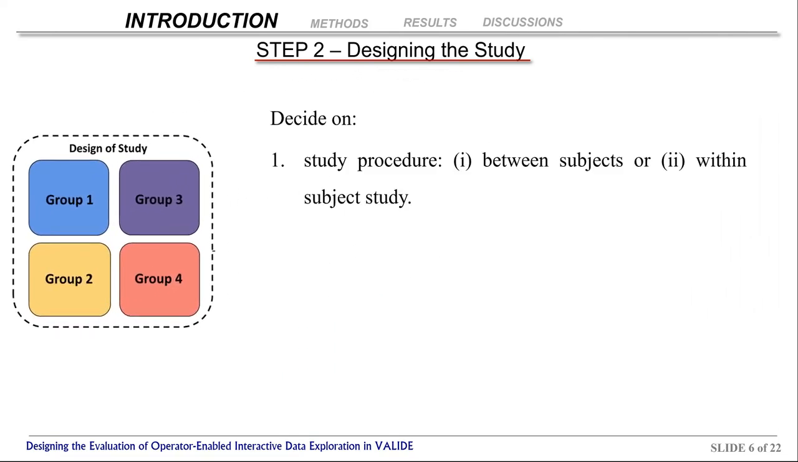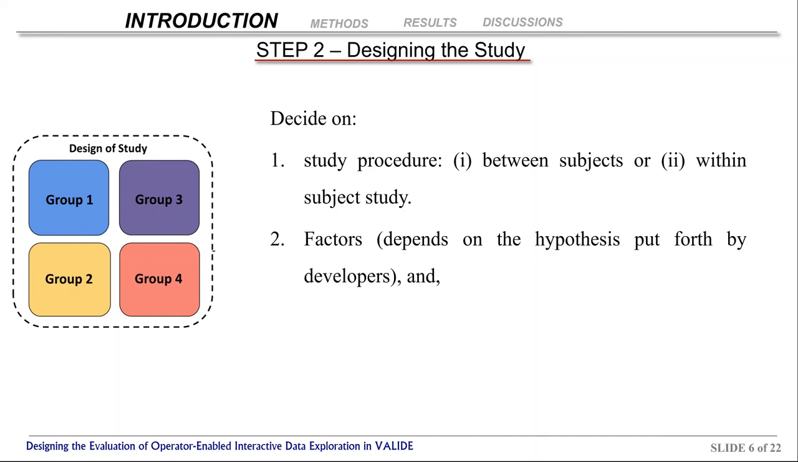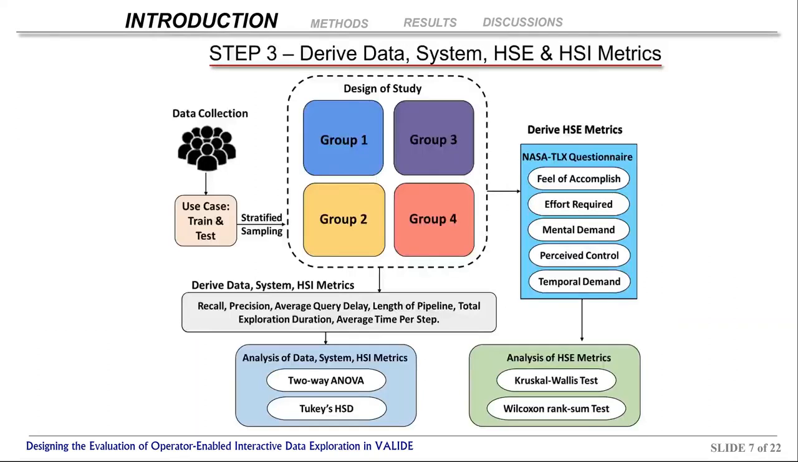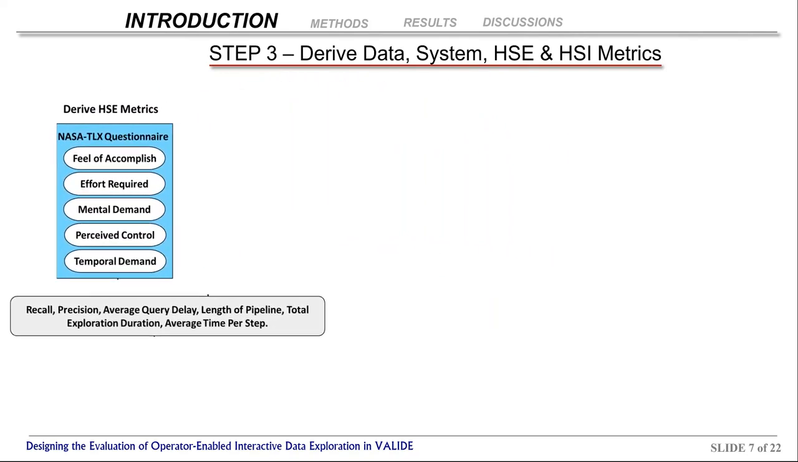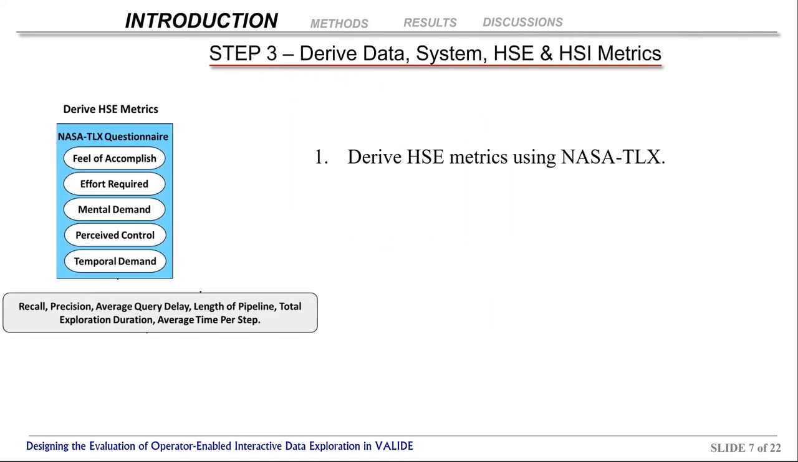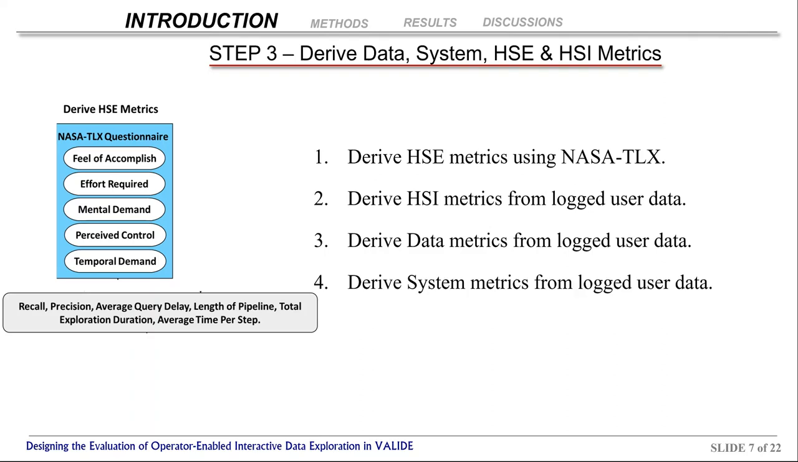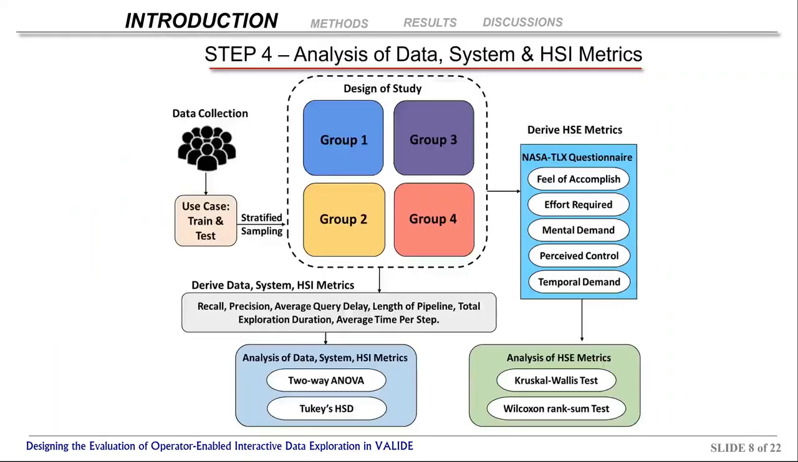The second step involves designing the study. This step involves deciding the study procedure, whether between subjects or within subjects, and the factors involved. This basically depends upon the hypothesis put forward by the developers, and finally, the labels for the factors. The third step involves deriving the HSE metric and deriving the data, system and HSI metrics. The HSE metric can be derived using the NASA TLX form, whereas the HSI, the data, and the system metrics can be derived from the logged user data.